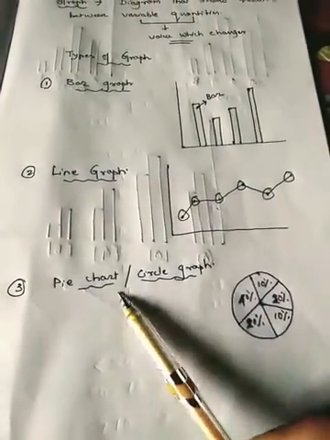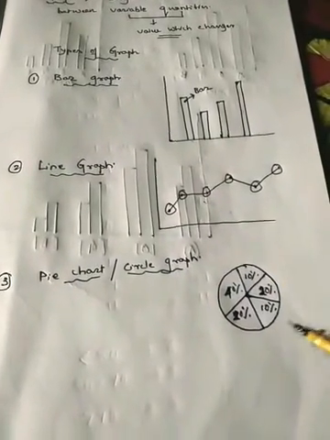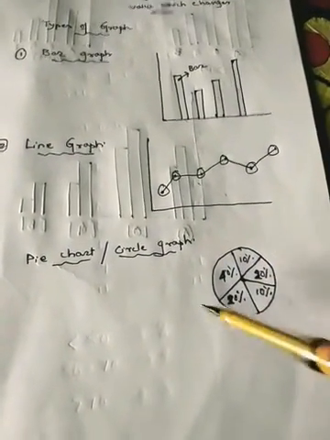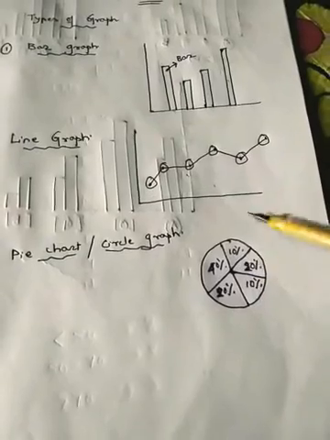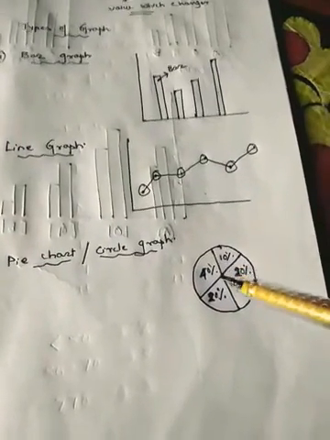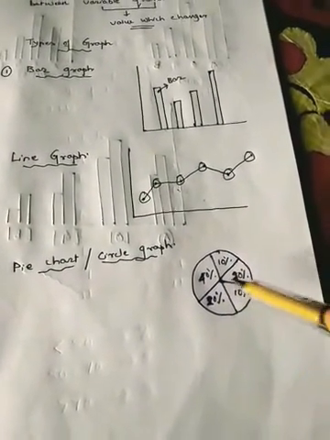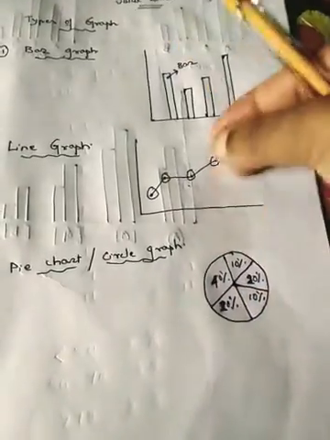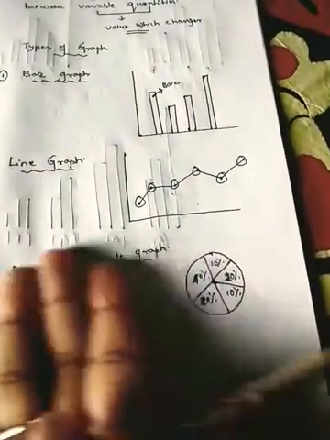Now this is a pie chart or a circular graph. In a pie chart, you can think of a pizza. In a pizza, we normally don't eat the whole part. We normally cut it like this, isn't it? So this is your part, this is your friend's part, this is another friend's part.